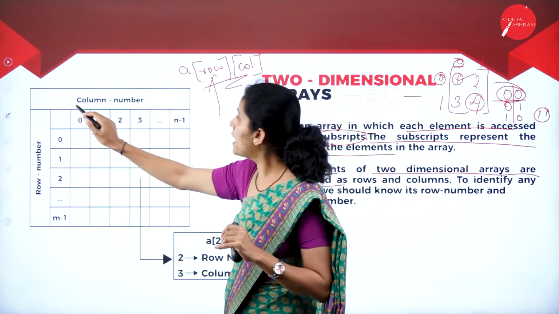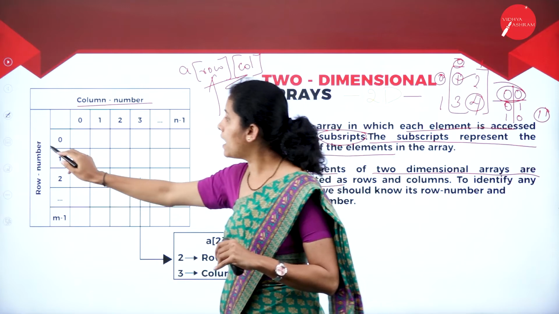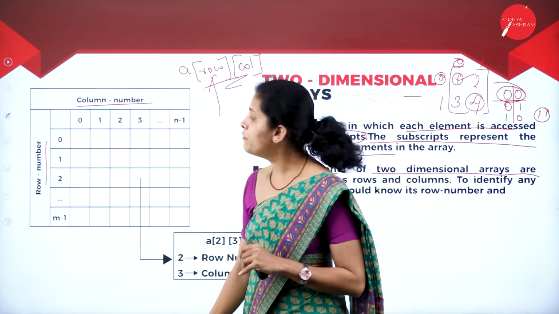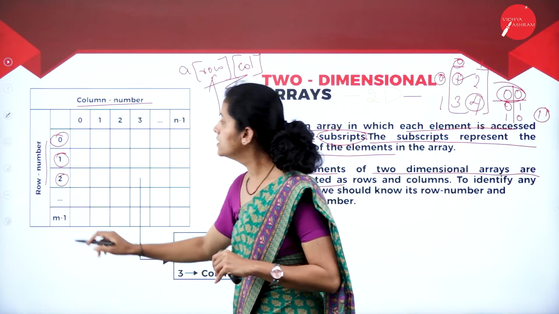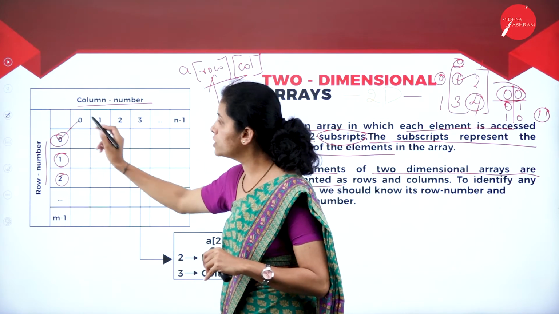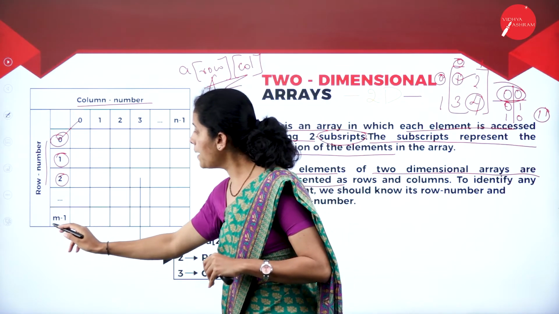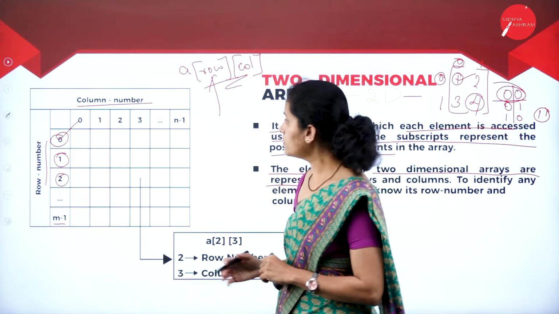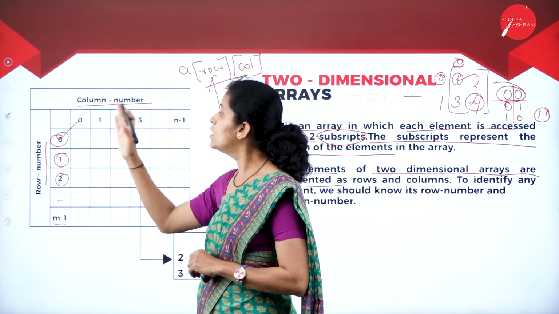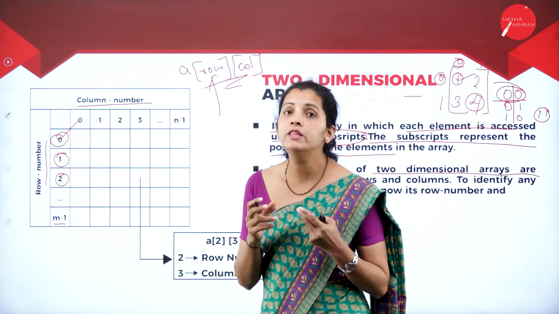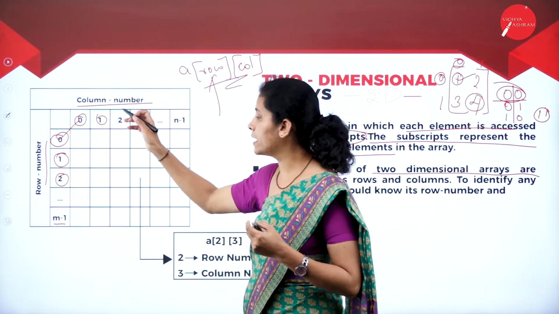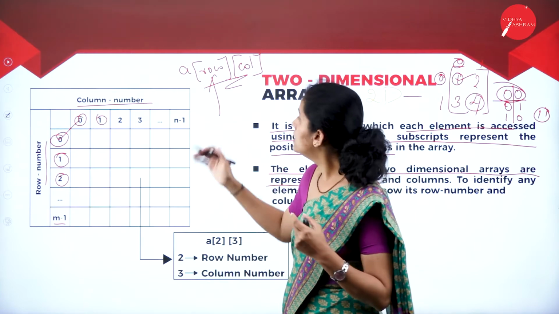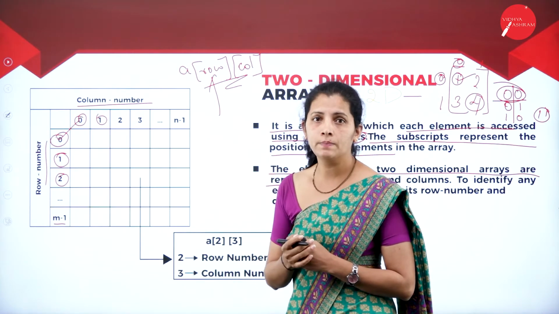So here I'm having column, I'm having row. And for each row, I'm going to have the index. So the index starts from 0 and it goes up to m minus 1. And if I consider column, once again I'm going to have the index. So 0th index, 1st index, 2nd index until it is n minus 1.